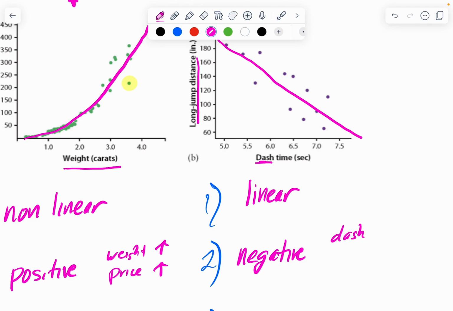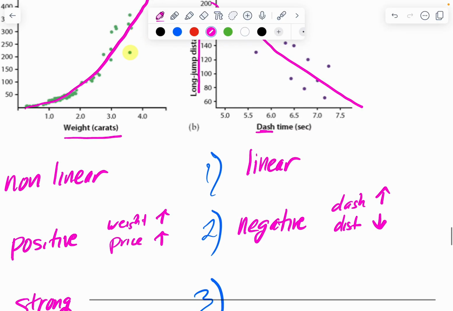So as the dash time increases, that means the kid gets slower. That means their long jump distance is getting shorter. So as the dash time goes up, the long jump distance goes down. That's an example of a negative relationship, or like a negative slope from your algebra classes.